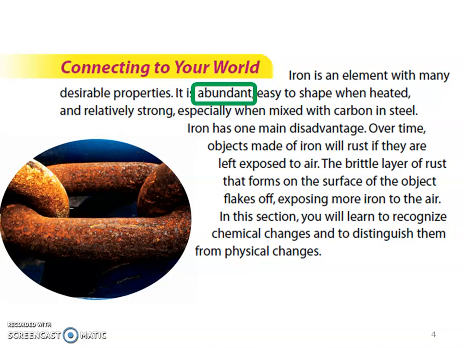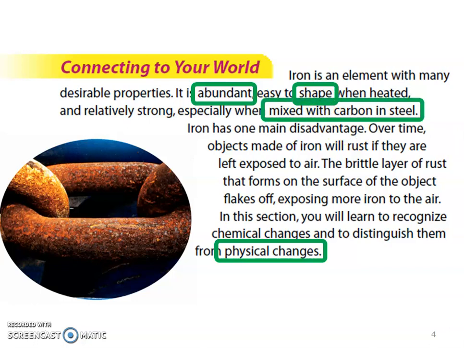The brittle layer of rust that forms on the surface of the object flakes off, exposing more iron to the air. In this section, you will learn to recognize chemical changes and to distinguish them from physical changes. Okay, so let's look at some of this information. Some physical changes they talked about are physical property would be shape, so it can easily be shaped, and it's mixed with carbon and steel, meaning it's making an alloy or a homogeneous mixture. So a little bit of iron with carbon makes a really strong substance known as steel.